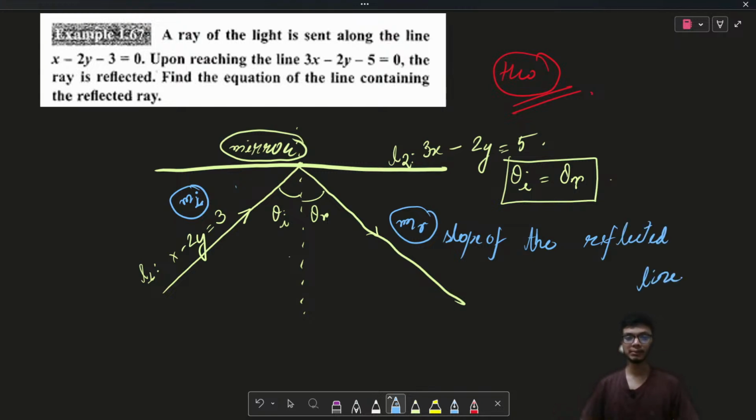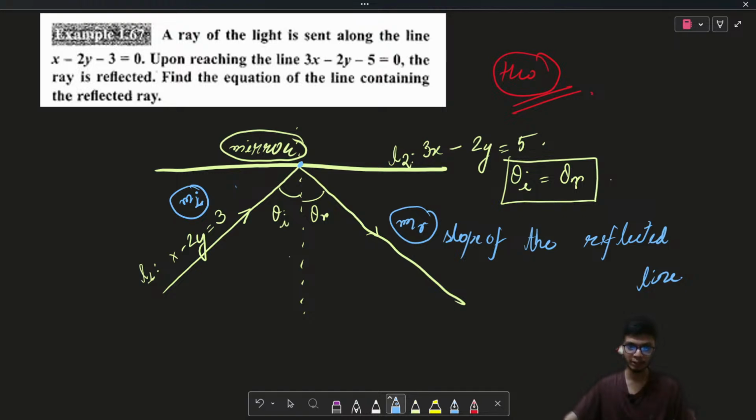Okay, so first of all, what I am going to look for is a point lying on the reflected line, and the second thing I am going to look for is the slope of the reflected line, right? For the point on the reflected line, it is very simple: if we find this particular point of incidence, then that is also going to be a point lying on the reflected line, right? So how am I going to find that?